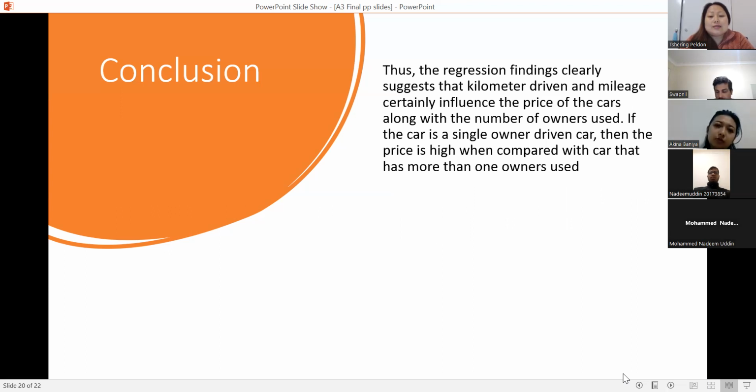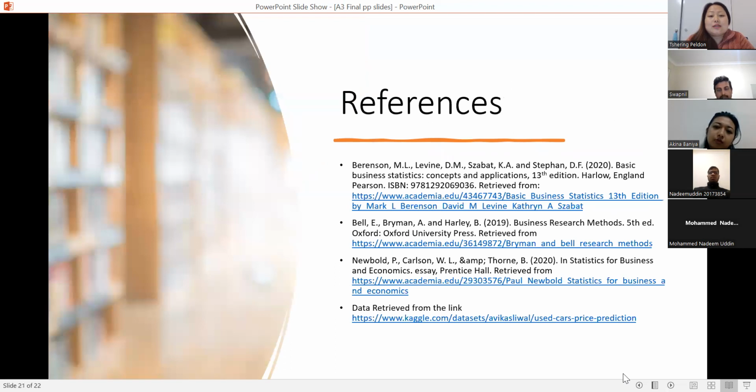Next slide, please. In a nutshell, the findings clearly suggest that kilometers driven and mileage certainly influence the price of the cars, along with the number of owners. If the car is a single-owner driven car, then the price is high when compared with a car that had more than one owner.